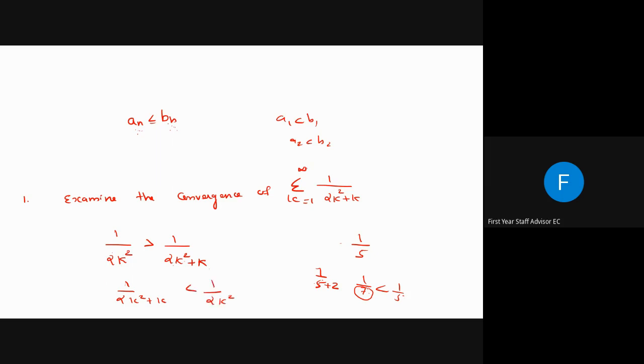Otherwise, 1 by 2k square plus k is less than 1 by 2k square. So when we put summation, summation 1 by 2k square plus k is less than summation 1 by 2k square. Looking at this series, 1 by 2k square, we can take the constant outside the summation, leaving summation 1 by k square. Here the series is a p type series, that means summation 1 by n raised to p.